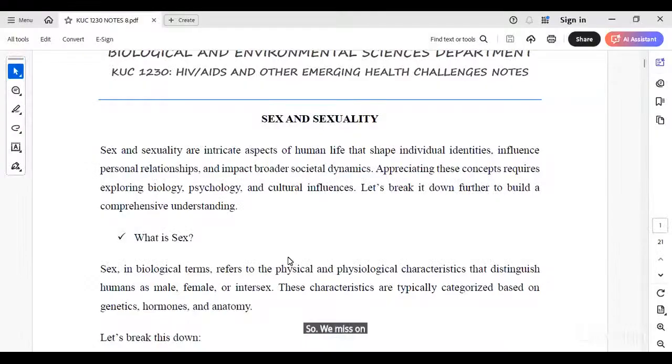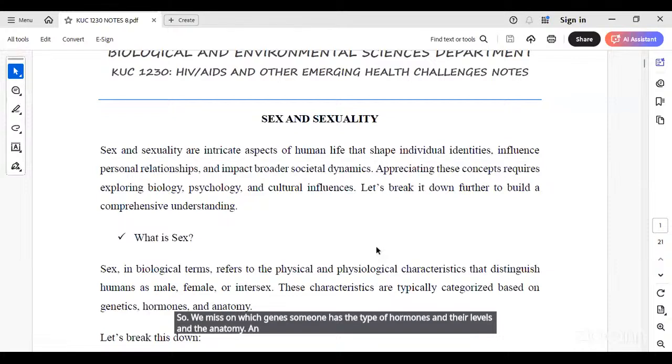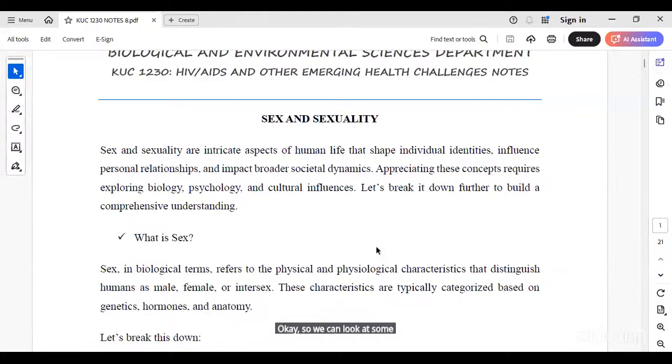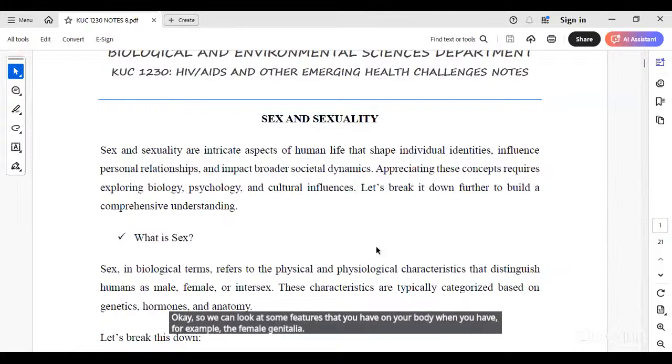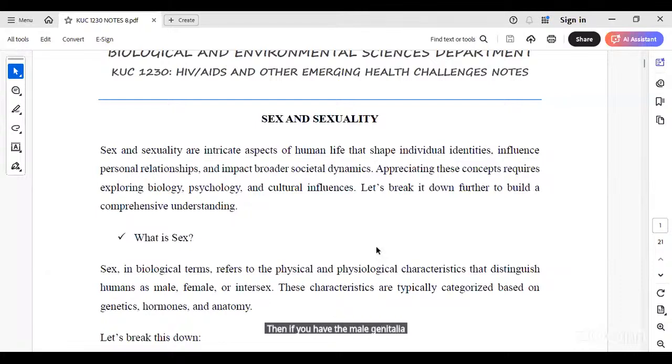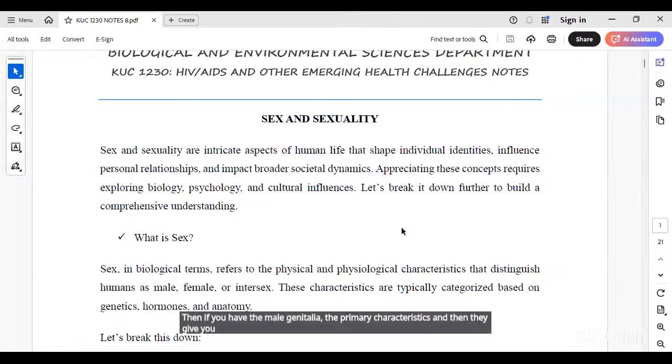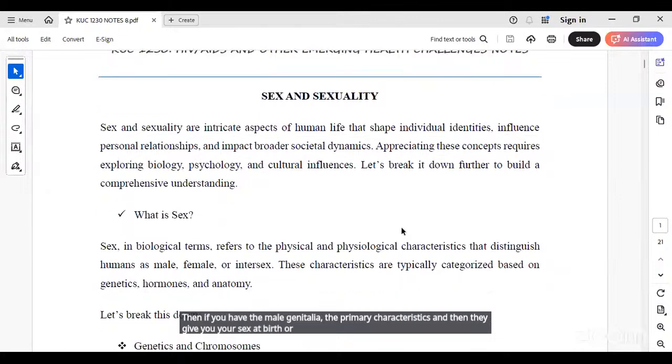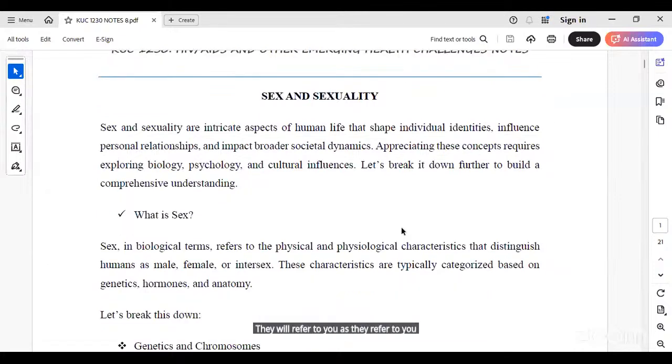which genes someone has, the type of hormones and their levels, and the anatomy. Anatomy is how your body is made up. Okay, so we can look at some features that you have on your body. When you have, for example, the female genitalia, then you will be allocated your gender or your sex as female. Then if you have the male genitalia, those are the primary characteristics. And then they give you your sex at birth or gender at birth. They will refer to you as male.